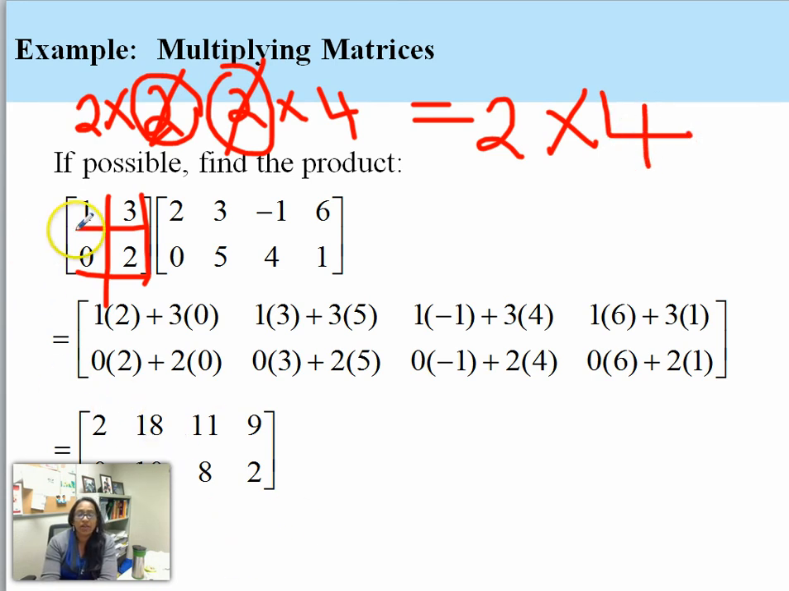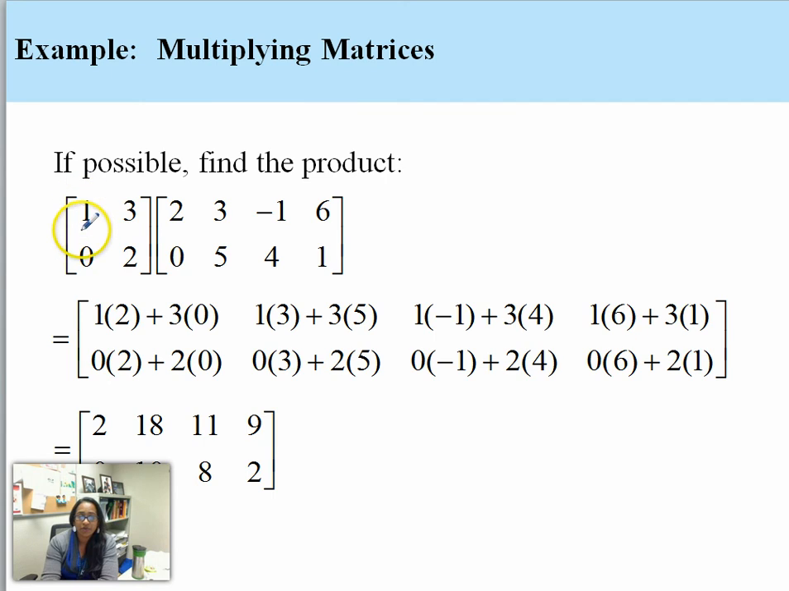So let's go ahead and multiply. Remember, how do you multiply? It's going to be rows times columns. 1 times 2, 3 times 0. Rows times columns. 1 times 3, 3 times 5. Rows times columns. As long as you're multiplying the first row with every column, you're going to stay in the first row. So 1 times -1 and 3 times 4. Same thing, 1 times 6 and 3 times 1.